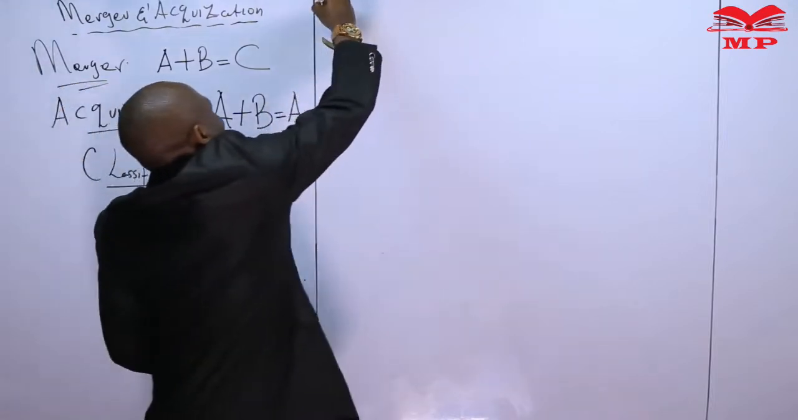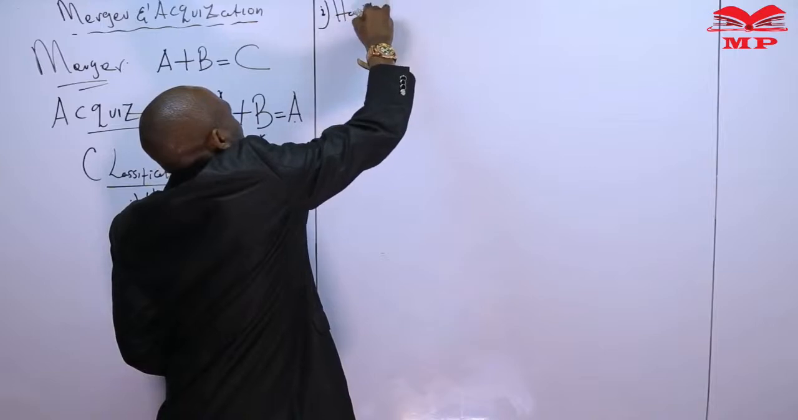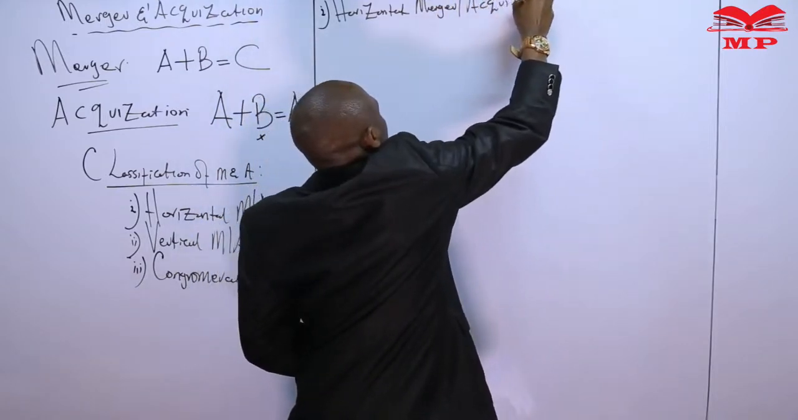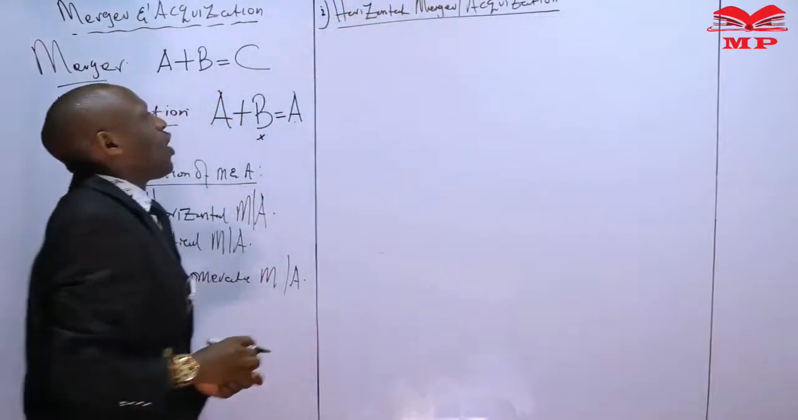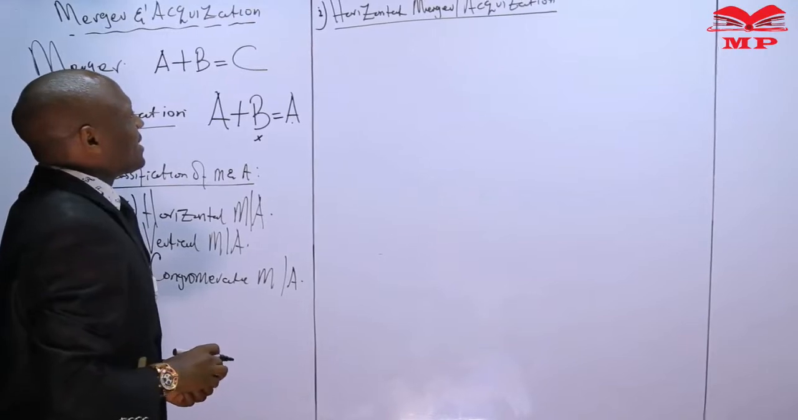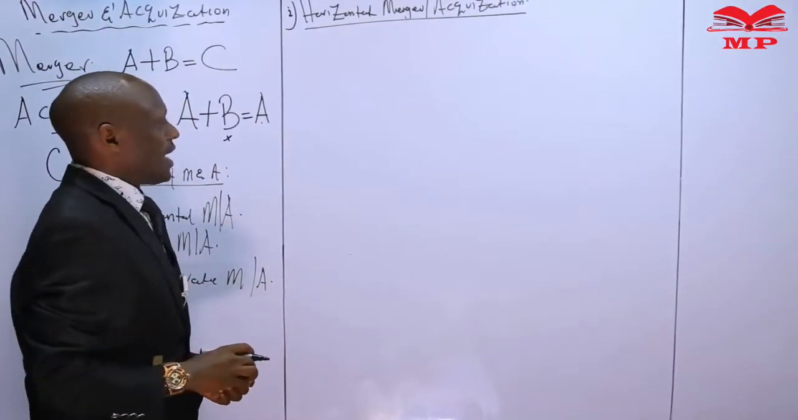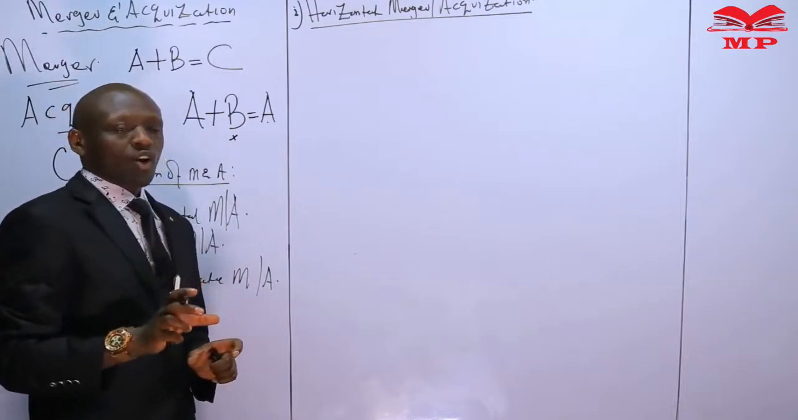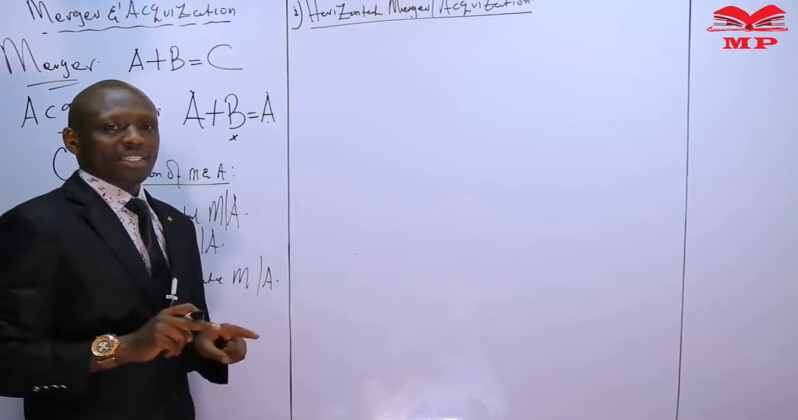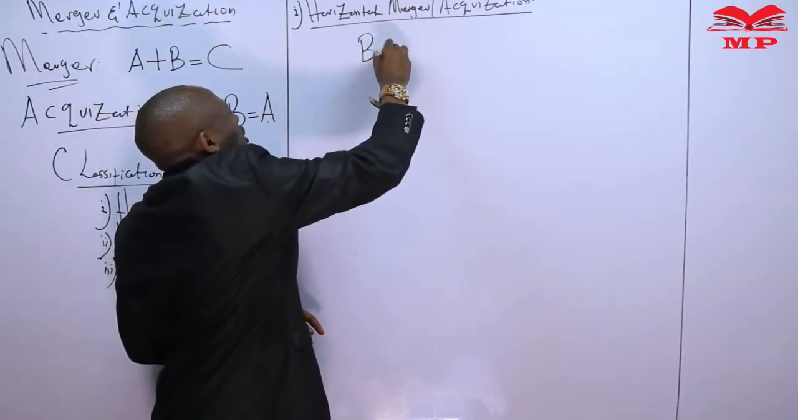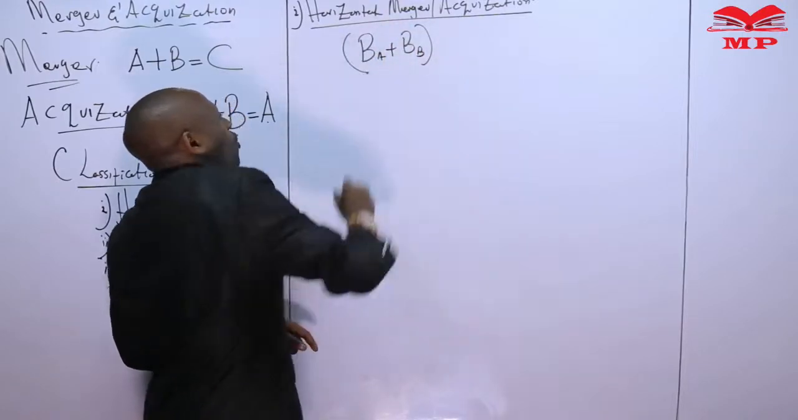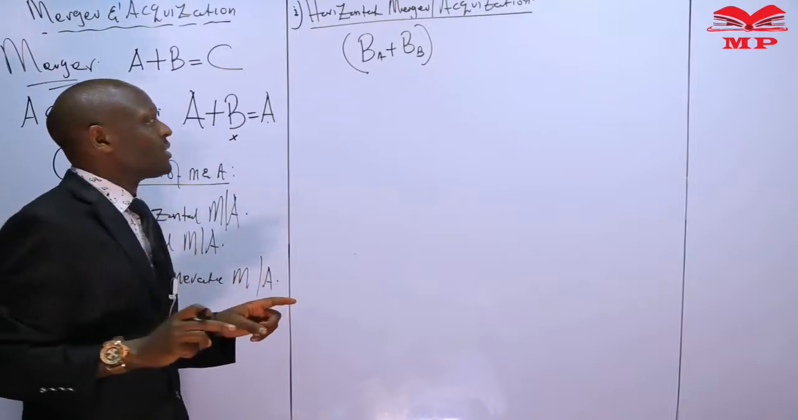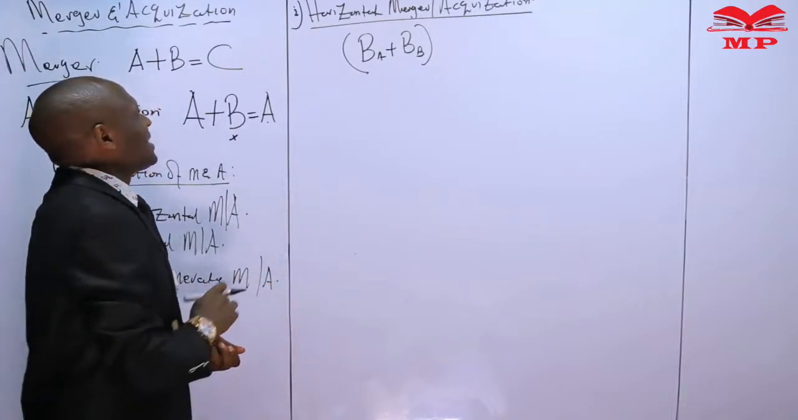To start with, let us start with the horizontal merger or acquisition. What do we mean when we talk of the horizontal merger and acquisition? In this case, two firms are combined together, and these two firms are at the same level of business. For example, we can have two banks combining together. They are at the same level of activity. So if we have a bank A, you add a bank B, you will have one entity. In a horizontal merger, it is simply a combination of two or more firms that are at the same level of activity. That is the horizontal merger.